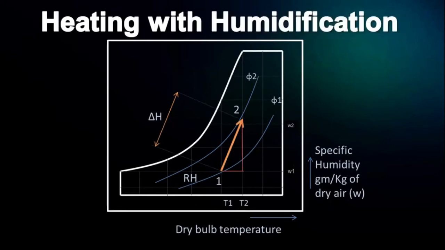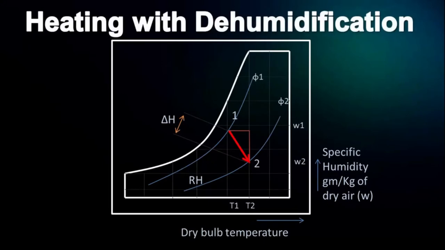Next, heating with humidification. In this process, the dry bulb temperature increases from T1 to T2 and specific humidity increases from W1 to W2. In this case, the relative humidity increases from phi1 to phi2. The process is plotted on the psychrometric chart in the slide. Next, heating with dehumidification.